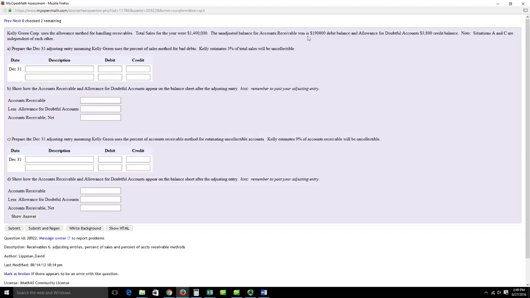Sales is 1.4 million, accounts receivable 190,000, and allowance for doubtful accounts is $3,800 credit. But now the company is using the percent of accounts receivable method, and they're wanting you to do the adjusting journal entry for both methods, and they're wanting you to show what the balance sheet would look like after the adjustment is made. And it says, hint, remember to post your adjusting entry.